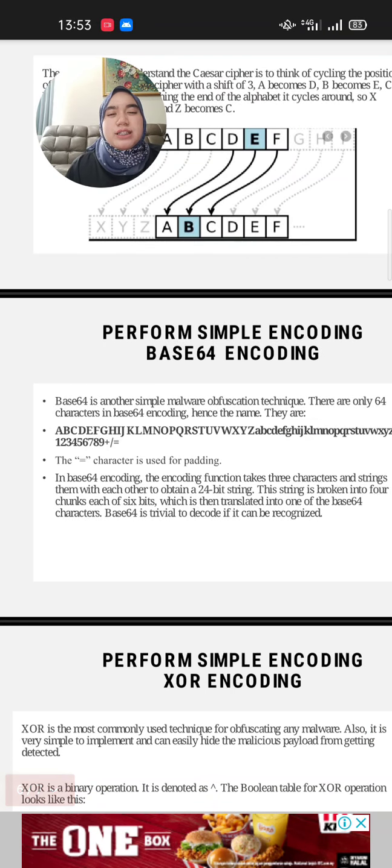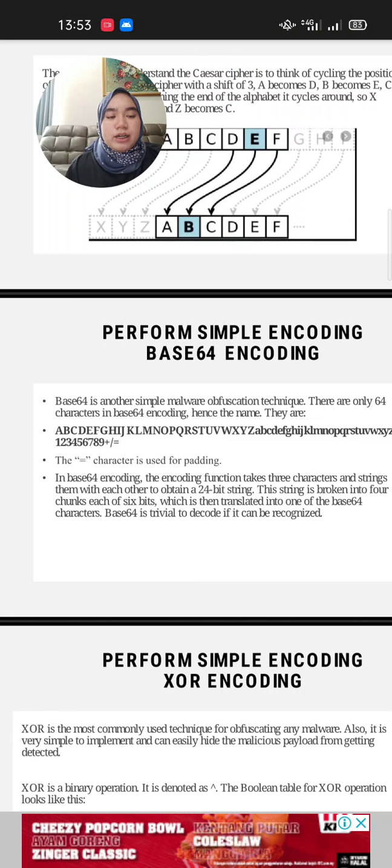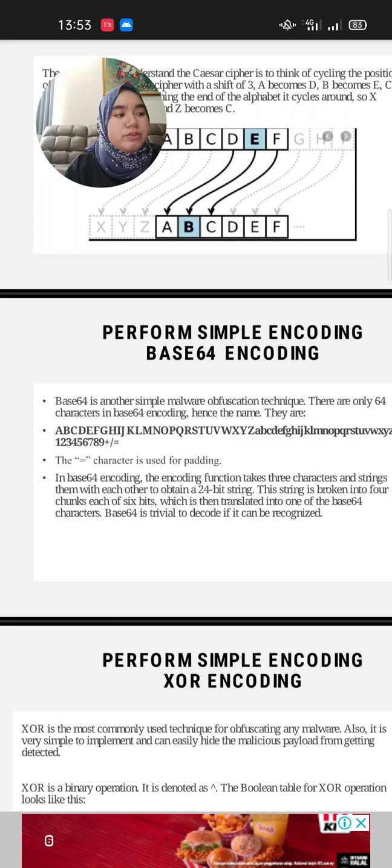Next, we have Base64 encoding. What is Base64 encoding? It is another simple malware obfuscation technique. There are only 64 characters in Base64 encoding: capital A, B, C until Z, and also the small letters a until z, and the digits 0 to 9, and plus and slash.